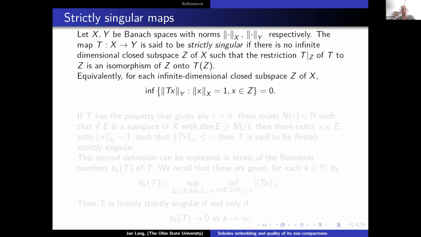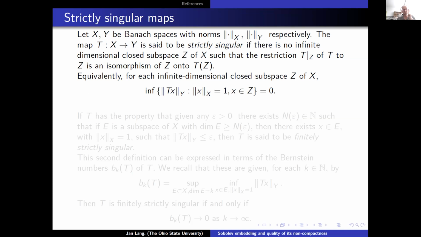Z, this infimum is equal to 0, which means looking for the norm of T at x over the unit sphere, it's going to give you infimum 0, for each infinite dimensional closed subspace. That is the concept of strictly singular.